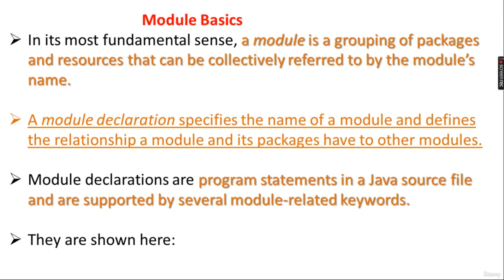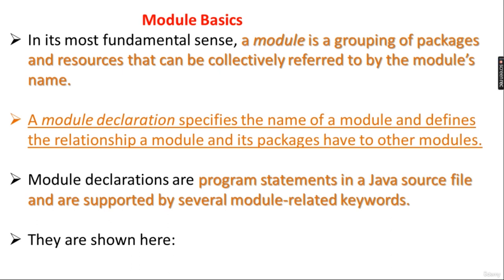A module declaration specifies the name of the module and defines the relationship a module and its packages have to other modules. So how do you declare a module? First of all, you have to give a module name, and then the relationship of the module and its internal packages to other modules. This is a very simple thing you have to understand. Module declarations are program statements in a Java source file and supported by several module related keywords. So there are specific module related keywords that support module declaration, and all this declaration will be done in the Java source file, that is the .java file.